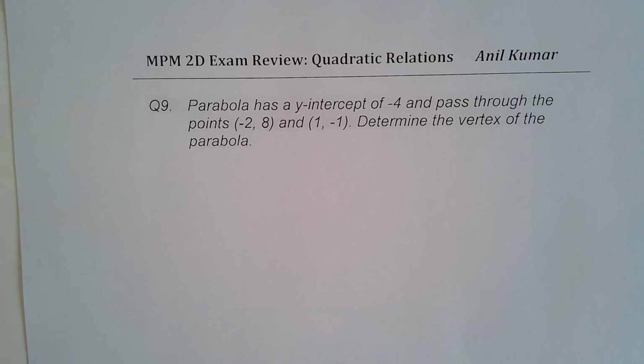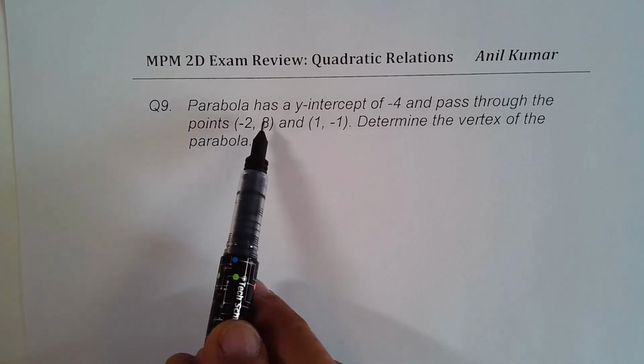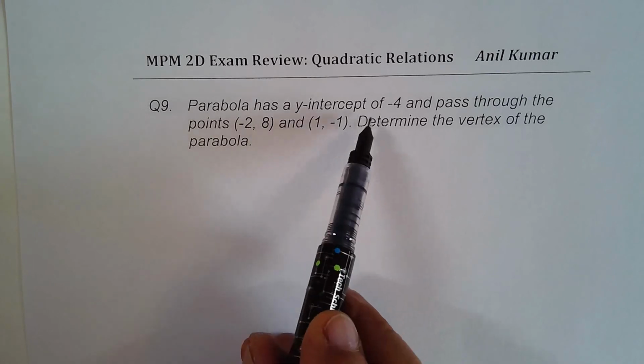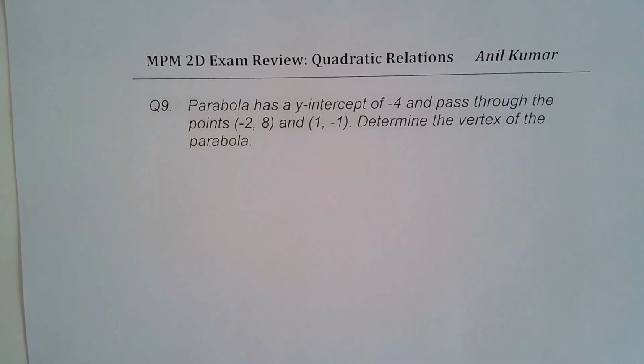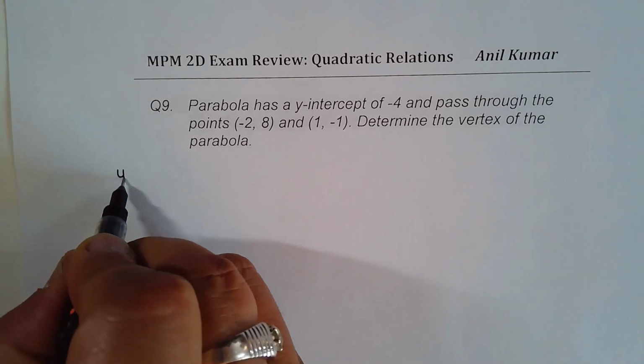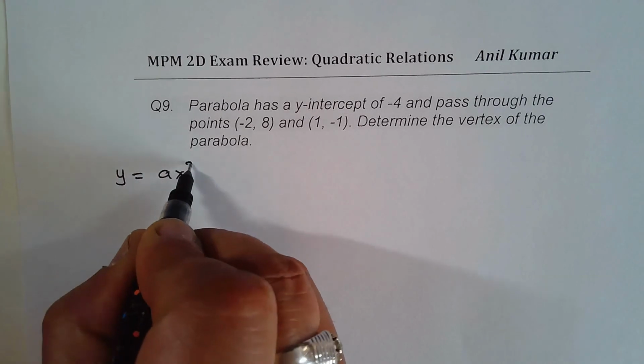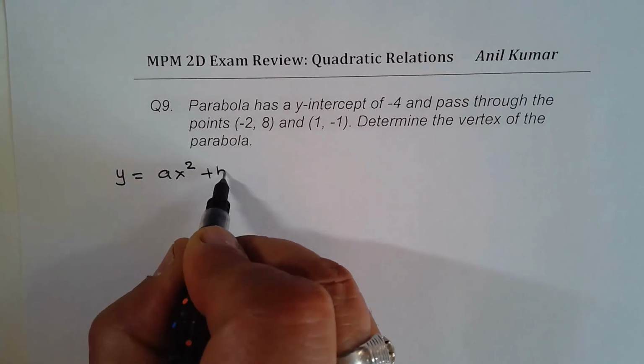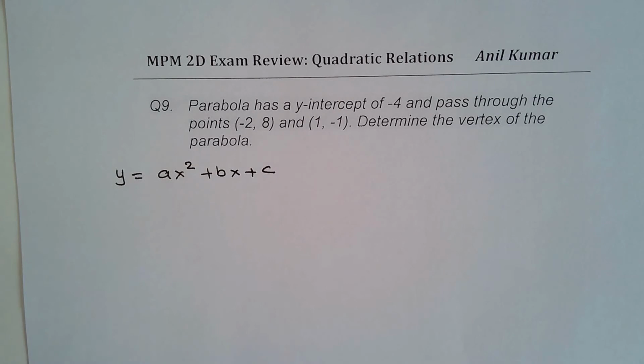Let's move on. Now let us take up question number 9. A parabola has a y-intercept of minus 4 and passes through the points minus 2, 8 and 1, minus 1. Determine the vertex of the parabola. So let us begin with the standard equation of a parabola, which is y equals ax square plus bx plus c. Now we need to find the values of a, b and c using the 3 given points.